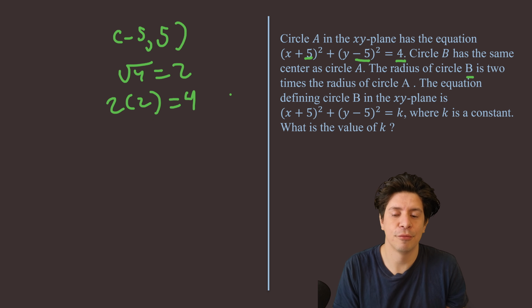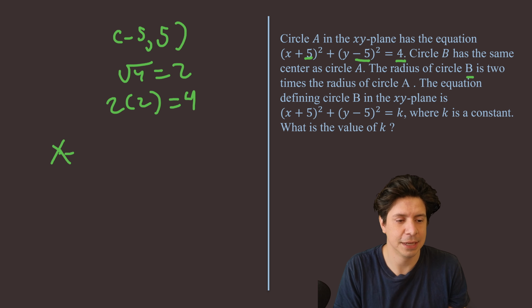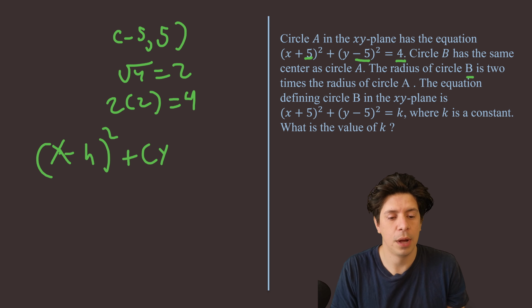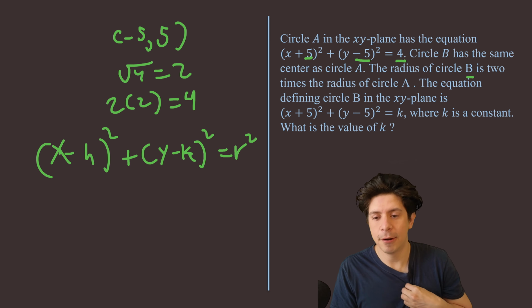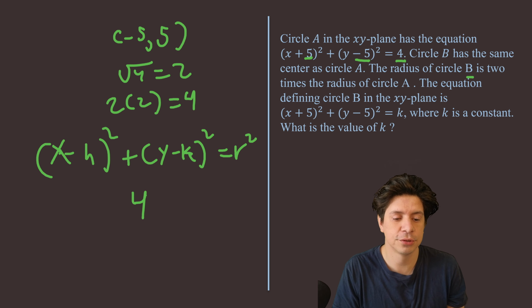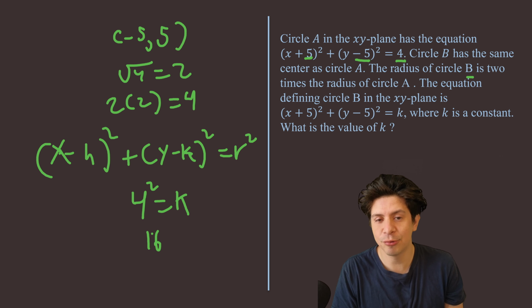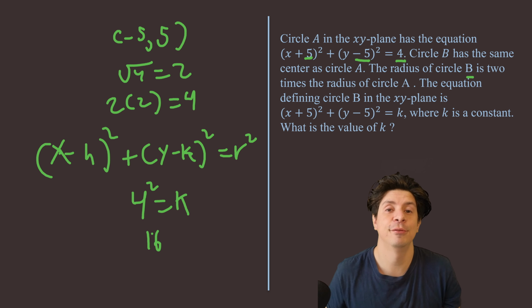If we go back to the original, the standard form of the equation is (x − h)², where h is the x value at the center, plus (y − k)², where k is the y value at the center, equals r². That's how we square rooted there. So now we have r is 4, so we have to do 4 squared to get k. That gets us 16. This type of question you shouldn't have to write out at all. I'm writing it out to explain it to you, but it should be automatic, even though it's considered a hard question.